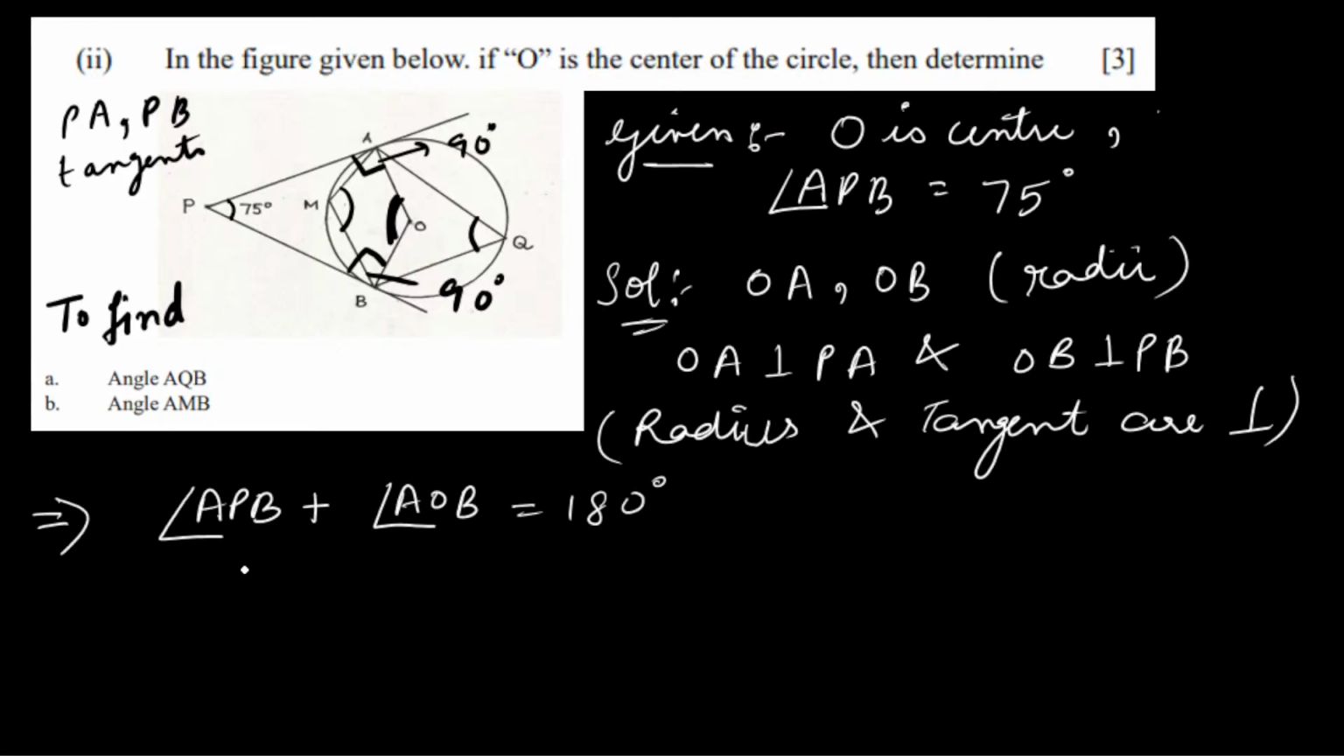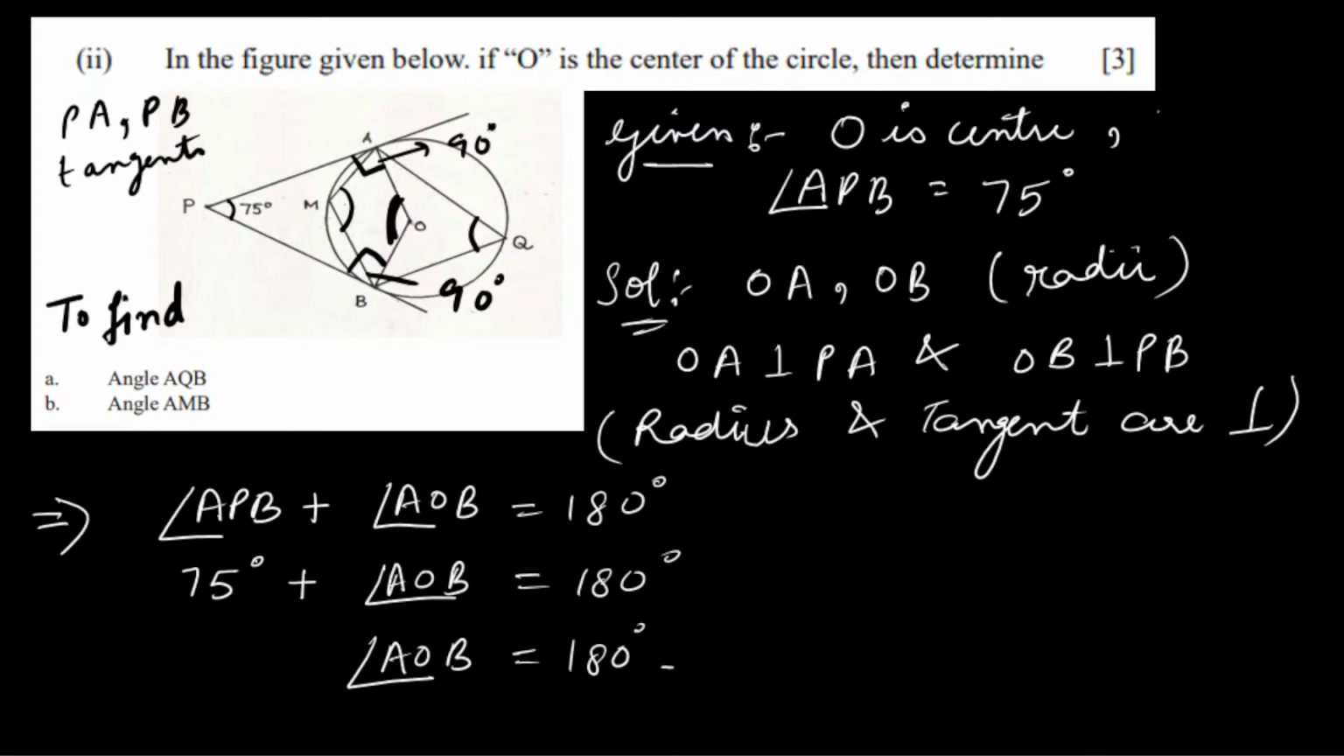Now we can just write the values. The value of APB we know is 75 degrees, and AOB we have to find, so APB plus AOB equals 180 degrees. So AOB is 180 minus 75 degrees, because 75 we are shifting to the other side. How much is 180 minus 75? 105. Yes, so we found the value of this angle.